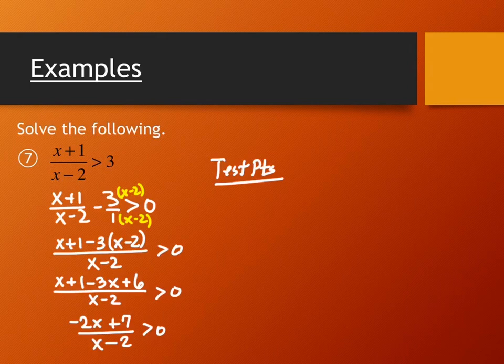So the test points are taken by taking each of the factors, in this case the whole numerator and the whole denominator, and setting them equal to 0. So I have negative 2x plus 7 equals 0, and x minus 2 equals 0. This first one's a little bit messy just because I am going to get a fraction, but I have negative 2x equals negative 7.